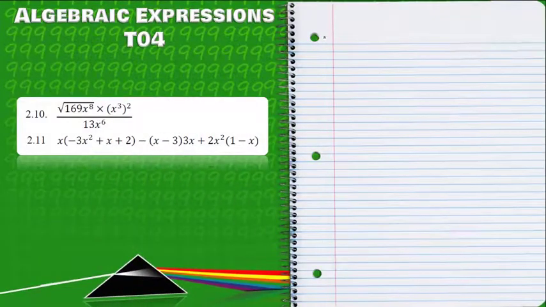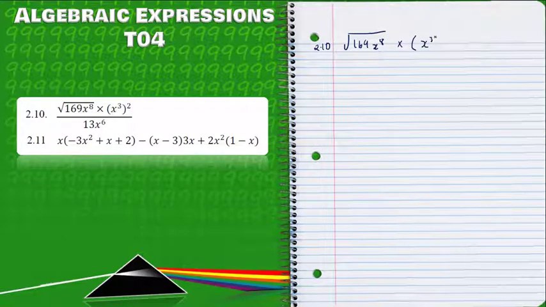So now for 2.10, we're going to work now a lot with exponents. So I'm just going to rewrite this entire question: 169 x to the power of 8 times x to the power of 3, squared, over 13 x to the power of 6. Alright, now let's do this factor by factor. Let's just start with this first expression.